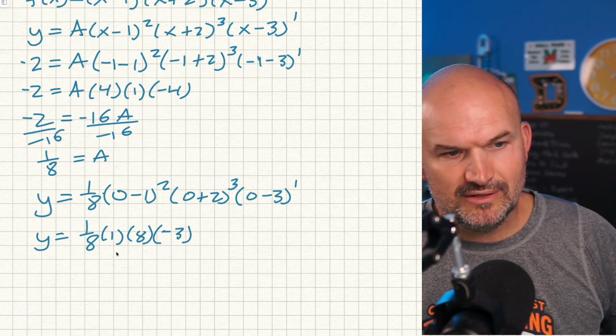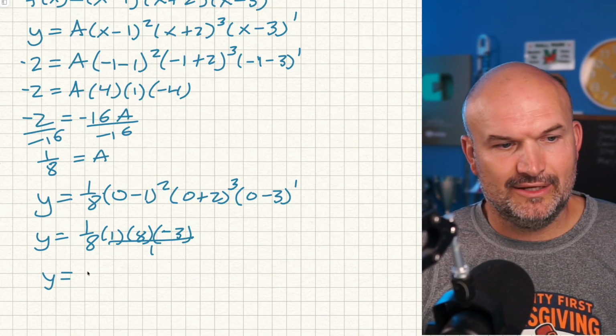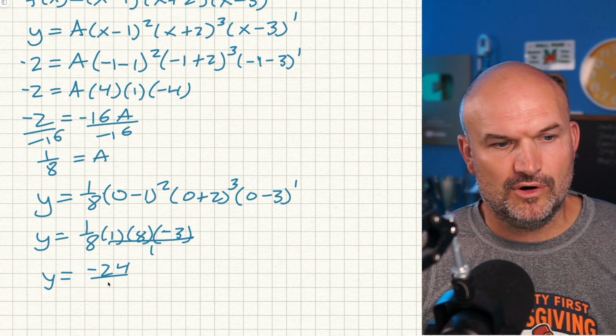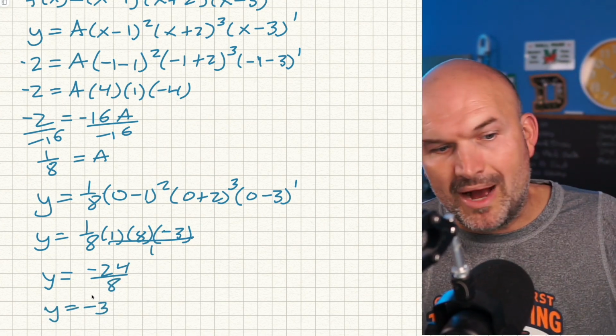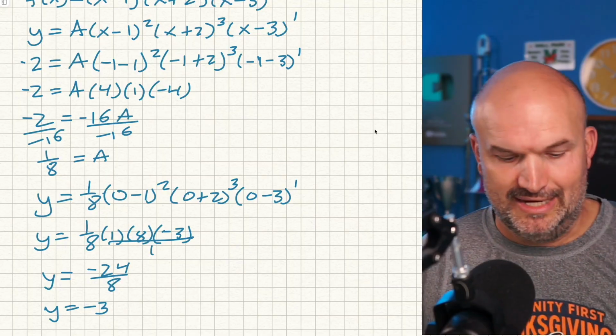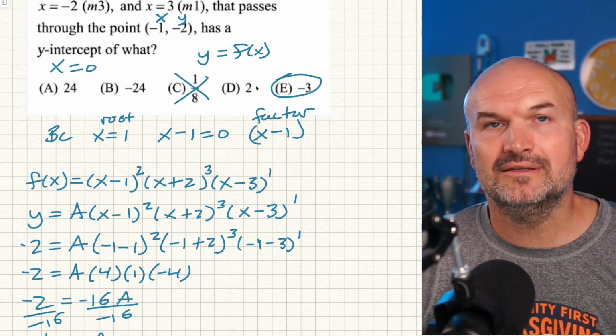Okay, and so therefore, these are all in my numerator, right? The 8 is here in the denominator. So I get y equals negative 24 over 8, which is y equals negative 3. So when x equals 0, y equals negative 3, which is telling me my y-intercept, which you guys can see is going to be answer letter E.